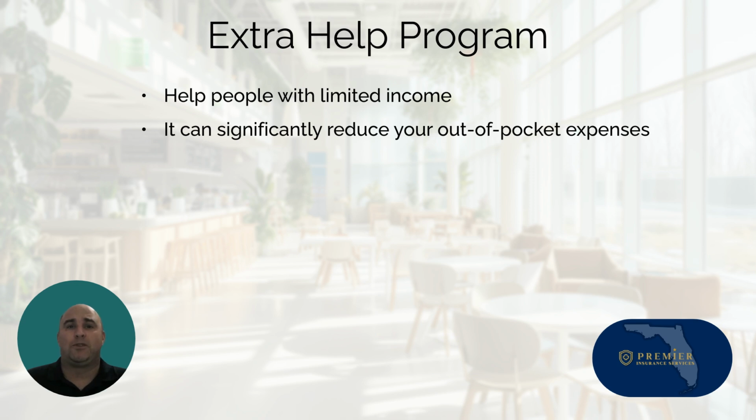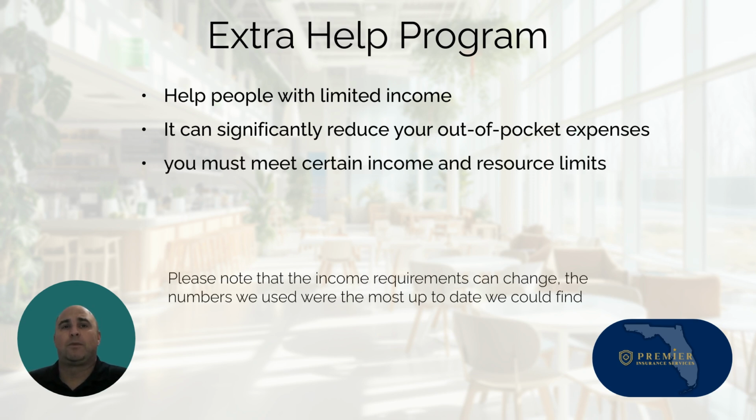Eligibility for Extra Help: you must meet certain income and resource limits. The eligibility criteria are based on your income and assets. An individual's income limit in 2023 is $22,590. For a married couple, the income limit is $30,660. Income limits for Extra Help are based on your adjusted gross income as reported on your tax return, and you may need to provide documentation to verify your financial situation. Some people may qualify automatically while others need to apply.